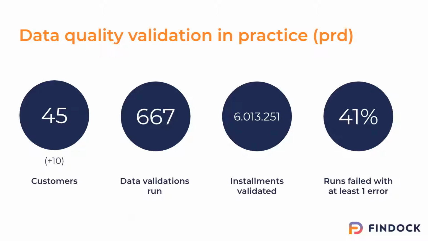adoption in this area. So I already shared this slide with the last release, but in that time, 10 more customers in the last 4 weeks have adopted this functionality, moving up to 45 live customers of FinDock already using this functionality. And together, they validated over 6 million donations and installments. Now, the really interesting stat here is the 41% you see. This means that in 41% of these validation runs, there was at least one record that would give an error later in the process that we helped you to identify early.